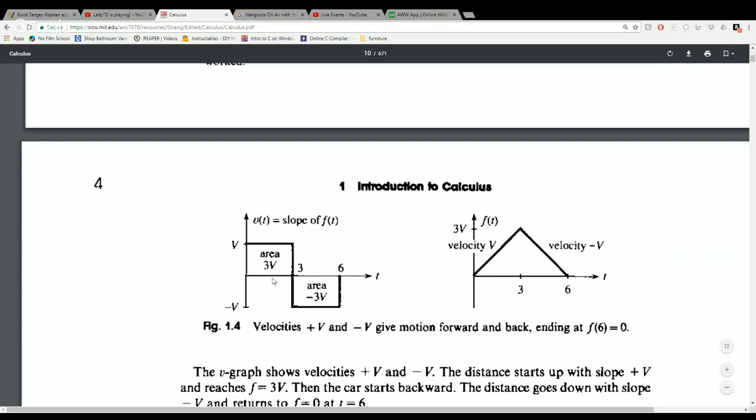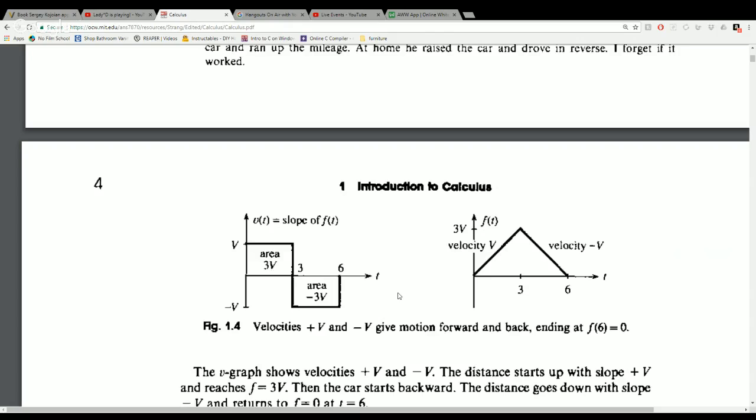Okay, so the V graph here, 3 hours, you see the positive V, that's his speed. And look at the area, 3v. And we just said that the total distance traveled is going to be the area in this rectangle. So that's the distance he's traveled, 3v. Then at time t equals 3, he turns around and he starts traveling at the speed v, but in the opposite direction, and he travels for 3 more hours. And of course, the area here is like negative 3v. It's sort of below the x-axis.